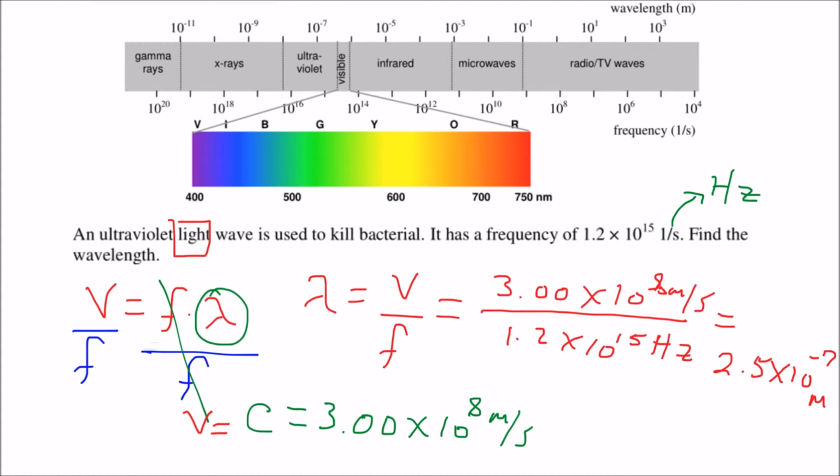Alright, so now we need to make sure that we're doing correct sig figs. We've got 2 sig figs in our given, we've got 2 sig figs down here, so that is our final answer. That one's correct. Okay, let's do one more of those and then we'll move on.